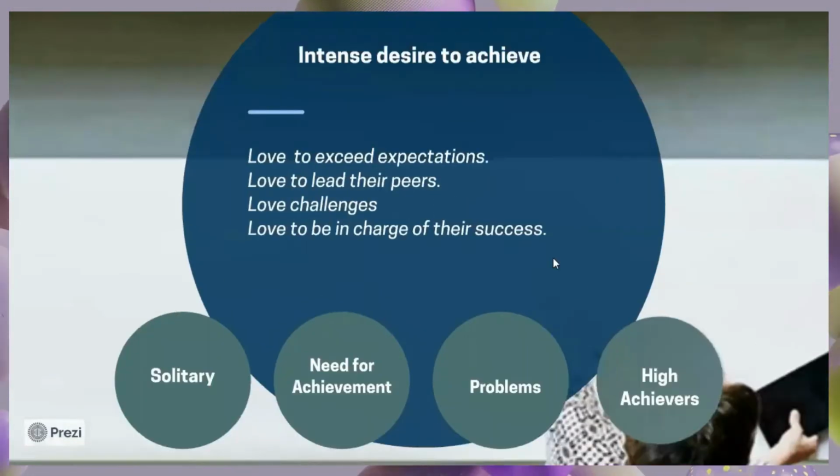The next one is achievers. These are primarily individualistic people. They're not exactly team players. They like to do the work themselves. They like to set the target for themselves. They would lead others, but through skills and capacities, not just by giving them orders. They're basically hands-on people. They love challenges, and they want to be in charge of their own destiny.